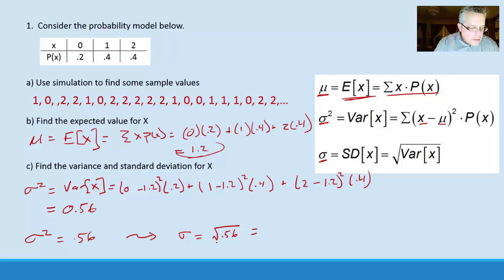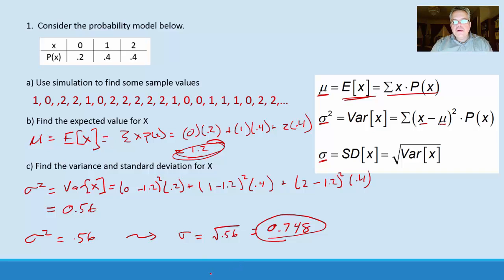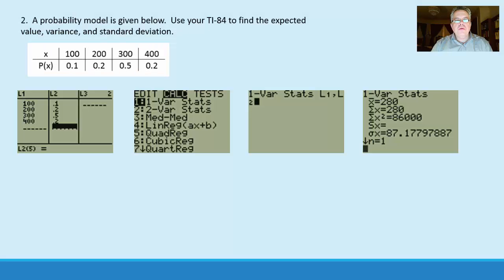And I get 0.748. Okay, so we have what our variable is going to be on average, and this is the standard deviation of the results. It's a measure of center and spread. Okay, so these are theoretical calculations of the average and the standard deviation of what we get if we did this many times. I spent a long time on this example. The next ones are going to go quickly because we're going to use our calculator from here on out.